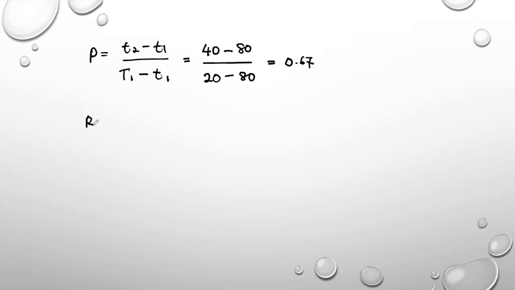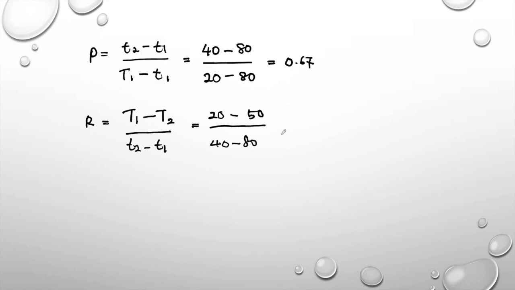For the R value, it is the shell side inlet minus outlet, divided by the tube outlet minus tube inlet temperature. So 20 minus 50, divided by 40 minus 80. You will get 0.75. So we already have both values, P and R.